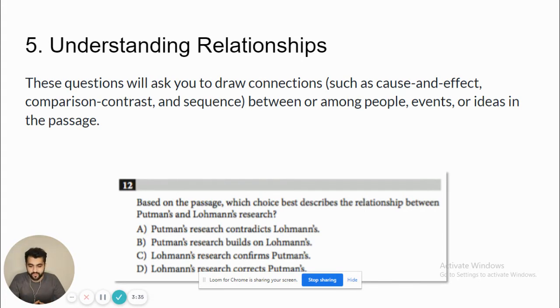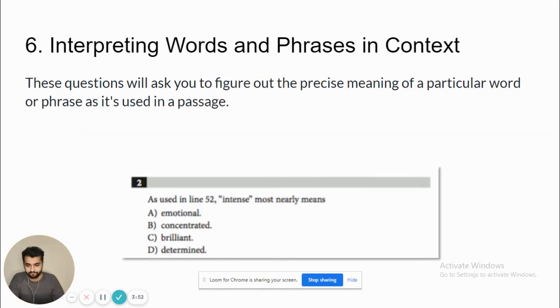So the question is, based on the passage, which choice best describes the relationship between Putman's and Lohmann's research. So these are 2 types of research. Either they agree with each other, or they contradict each other, or they confirm each other or build on each other. You have to look at that and then accordingly answer.